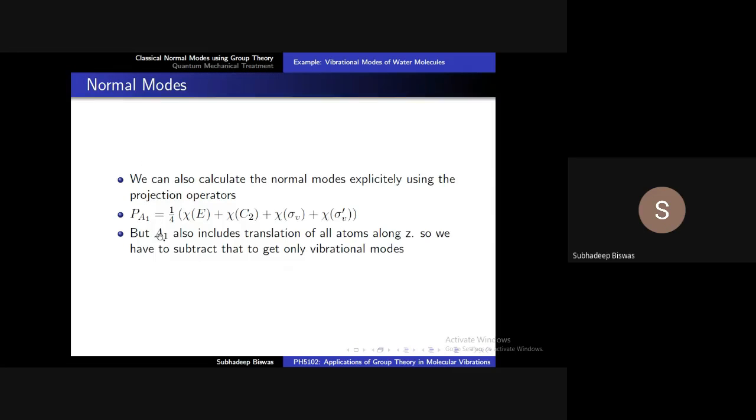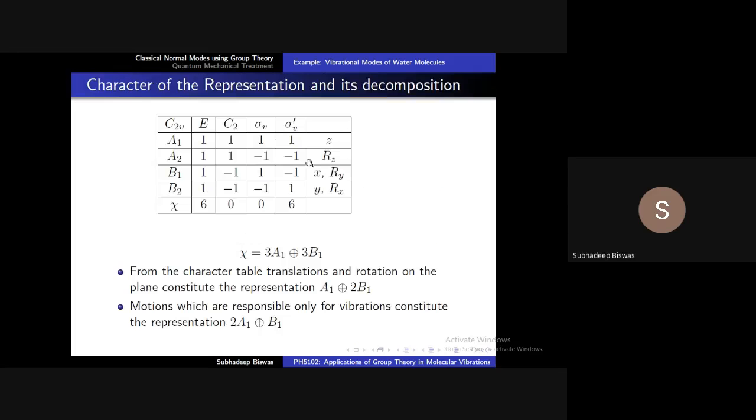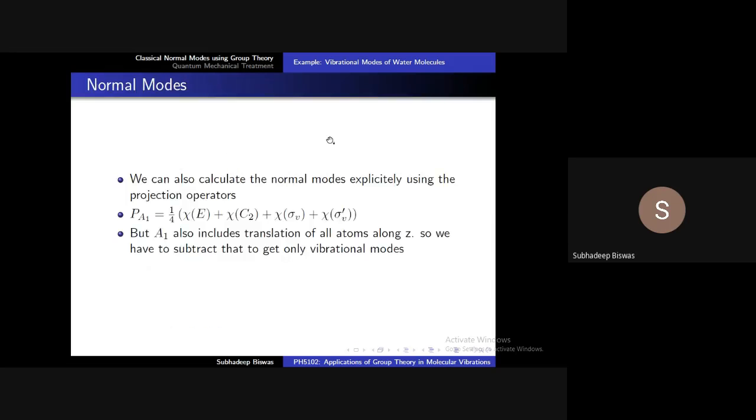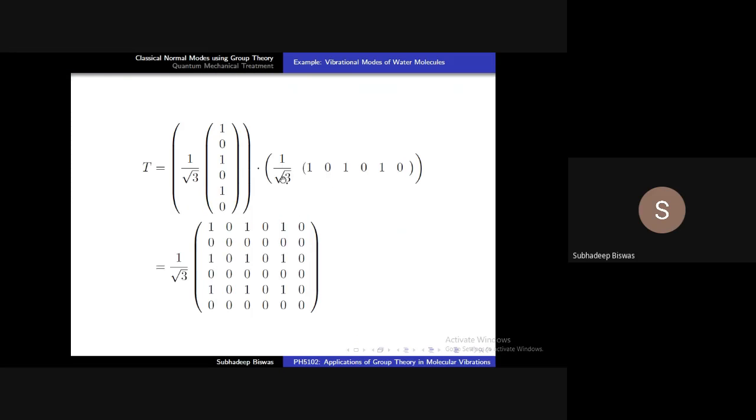So this projection operator includes a translation, because here we can see along the Z there is a translation, and other vibrational modes. So if we subtract the projection operator corresponding to translation, then we will remain with only the vibrational modes. So for that we have constructed the translation projection onto the translation mode.